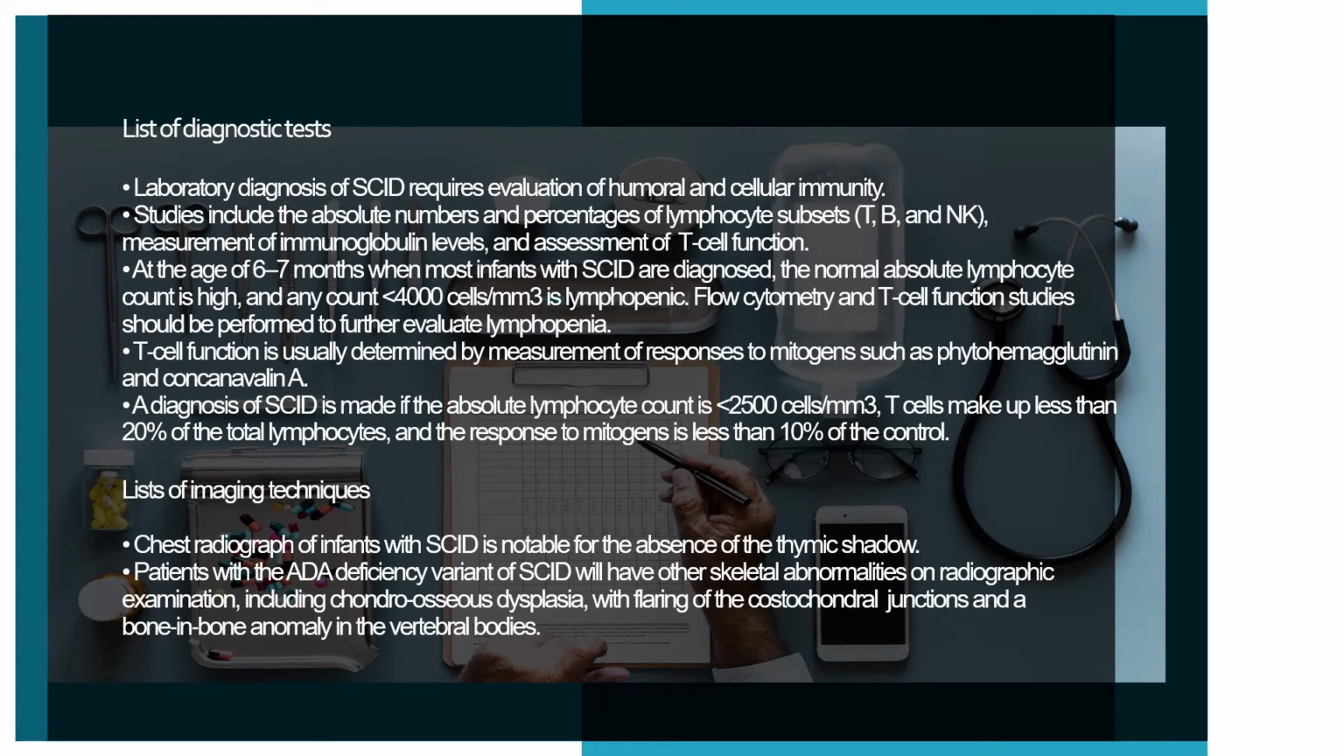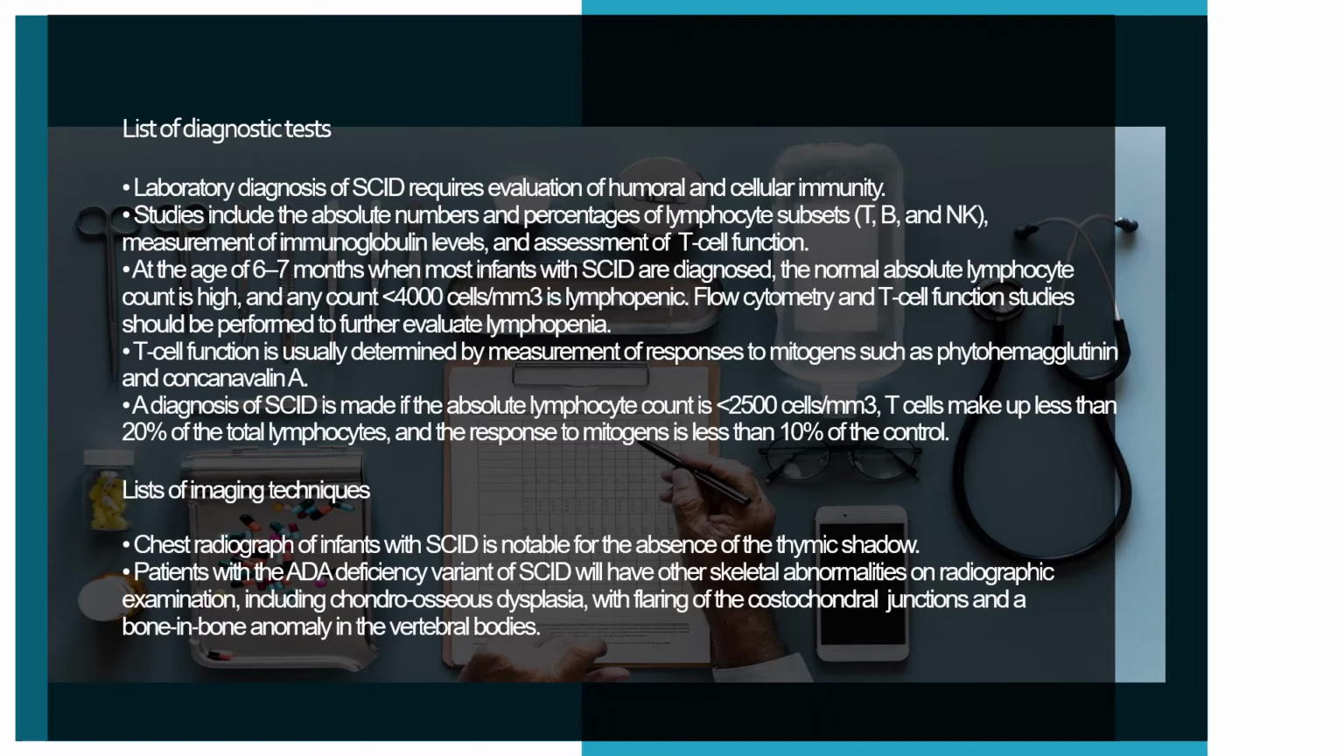Laboratory diagnosis of SCID requires evaluation of humoral and cellular immunity. Studies include the absolute numbers and percentages of lymphocyte subsets such as T, B, and NK cells, measurement of immunoglobulin levels, and assessment of T cell function. At the age of 6 to 7 months, when most infants with SCID are diagnosed, the normal absolute lymphocyte count is high, and any count less than 4,000 cells per cubic millimeter is lymphopenic.